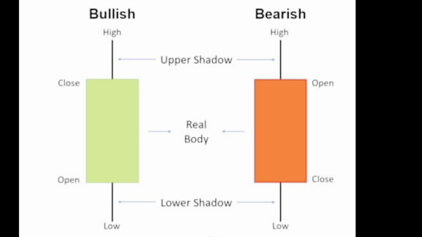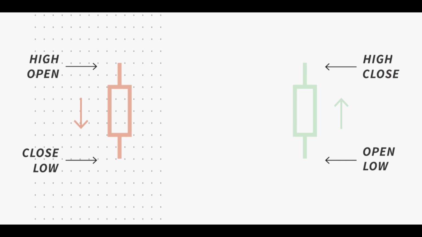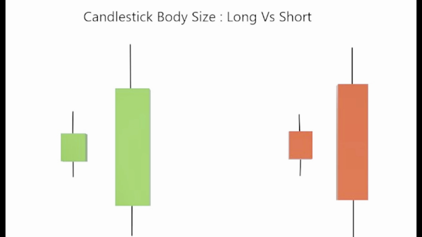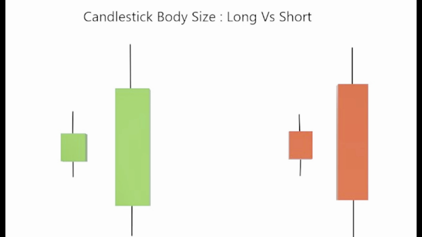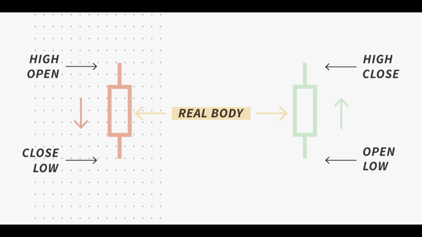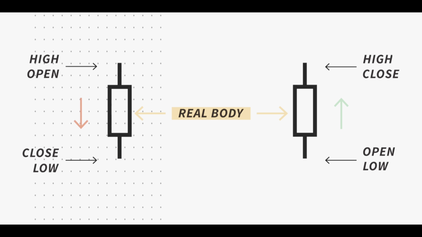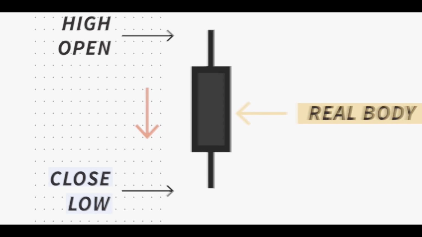The candlestick is made up of a body or a real body, and this is a rectangular section of a candlestick that shows the range between the opening and closing prices. Long bodies indicate strong buying or selling pressure, while short bodies suggest indecision. Shadows or wicks extend above or below the body, marking the highest and lowest prices reached during the period. This offers insights into market volatility.